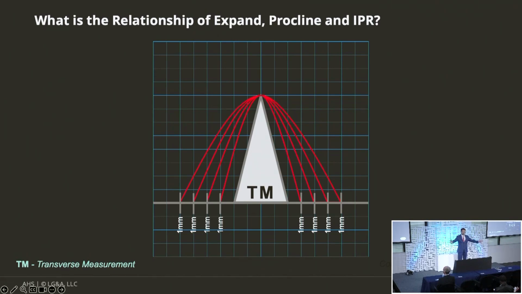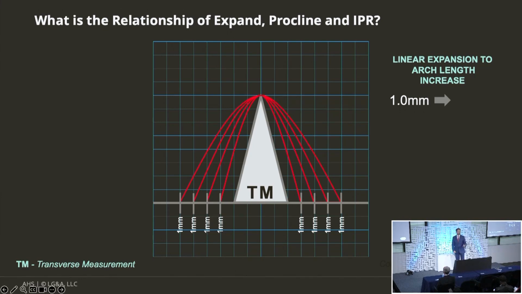So we're moving along these millimeters, and the red lines are getting bigger as we go. I'm getting an increase in arch length. Now, the transverse measurement is linear. That's a line. And every time I move my molars apart, that line is getting longer. So the line is getting longer, but what we're drawing, the arch, is getting longer. So we need a linear to a curve relationship. It turns out it's 1 to 0.7. So the linear expansion to arch length increase in a human's mouth happens to be 1 to 0.7.